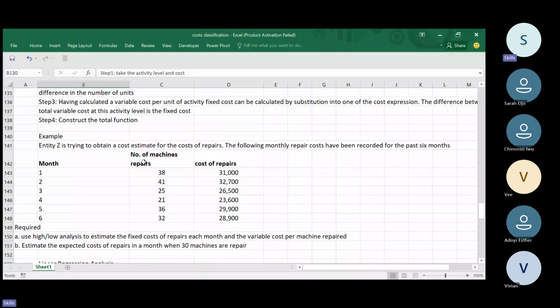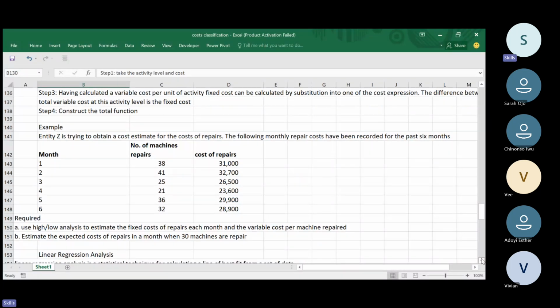The number of machine repairs: in the first month, 38 were repaired. In the second month, 41. In the third month, 25. The fourth month, 21. In the fifth month, 36. And in the 6th month, we have 30. Then this is the cost of repairs for the first month at 31,000, second month at 32,700, the third month 26,500, the fourth month 23,600, the fifth month 29,900, and the sixth month is 28,900.